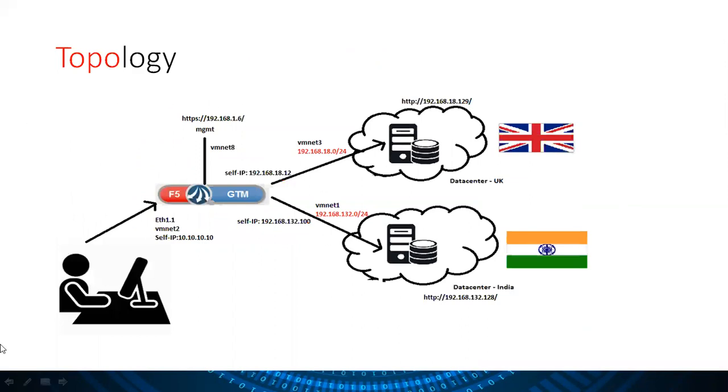This is our demo lab, where the F5 GTM is accessible from the management IP 1.6, and it has a self IP. We don't have high availability for GTM, so we are using a single standalone GTM, which is serving 2 web servers. One is based in the UK, another is based in India. These are their respective IP addresses.